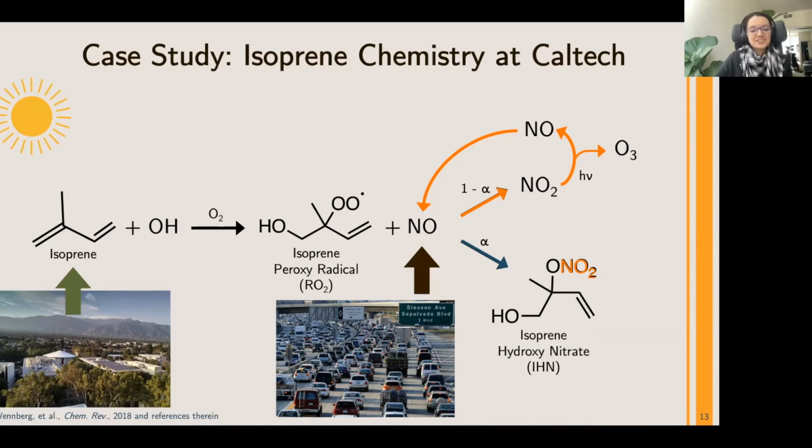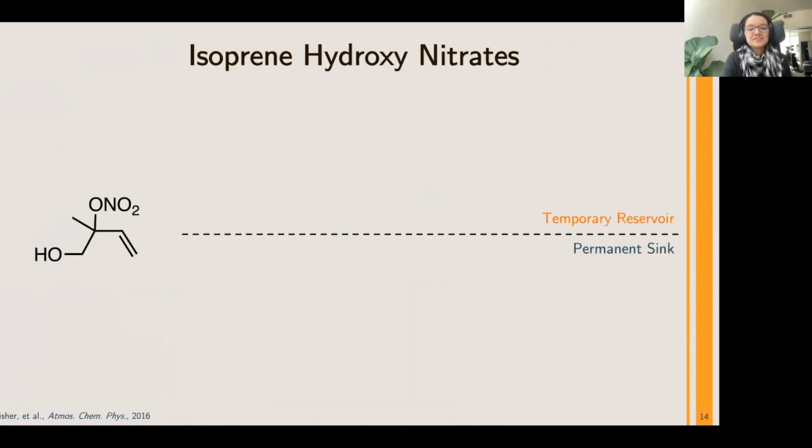And as we just learned, OVOCs can react in quite a number of different ways. Specifically for this compound, there are three main loss pathways that are thought to be important, which can be divided into those that cause the isoprene nitrate to act as a temporary reservoir and those that cause it to act as a permanent NOx sink.